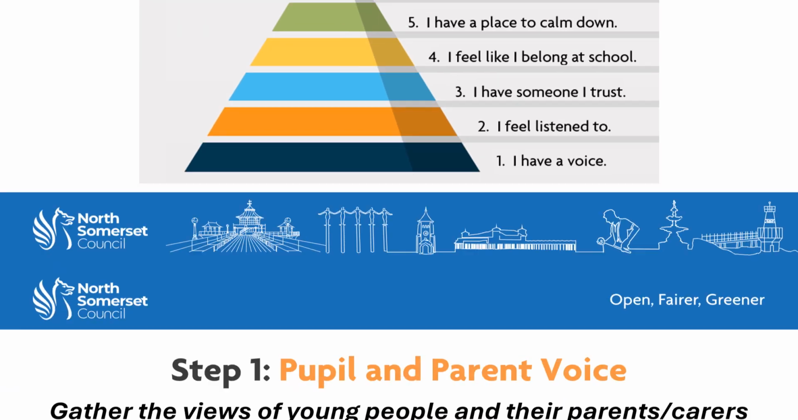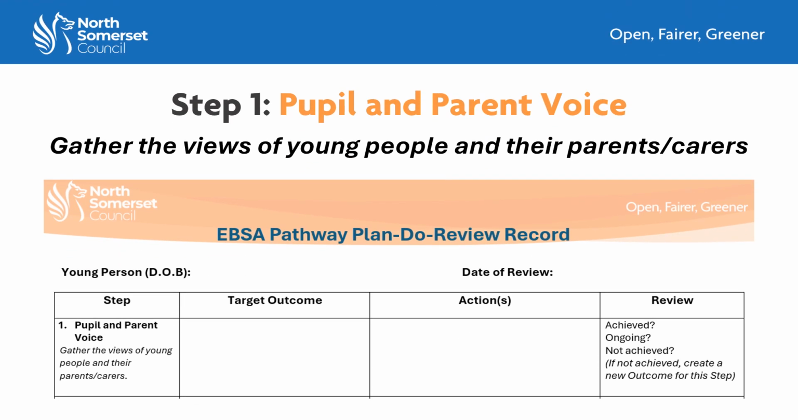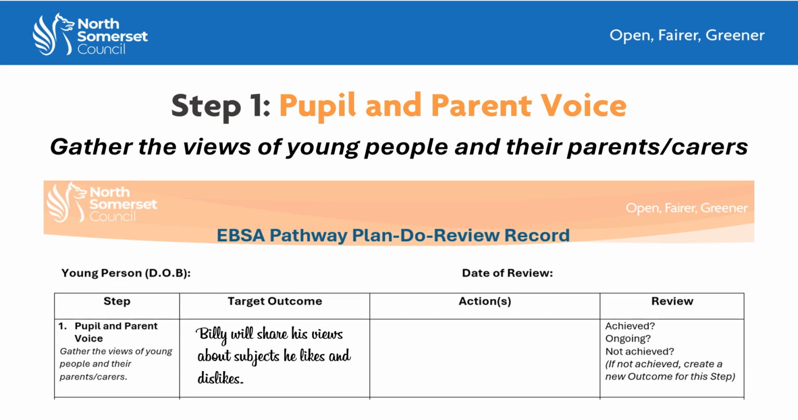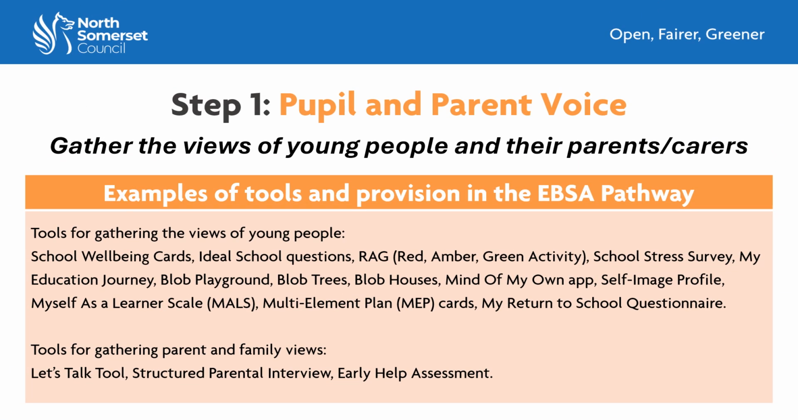Starting at step 1, which is about gathering pupil and parental views, the school or college will create an outcome to work towards. For example, student X has given their views about changes to timetable or uniform policy, which would make it easier for them to attend. The school or college will then look at the examples of provision within the EBSA pathway and select one or more tools to gather the student and/or parents' views.